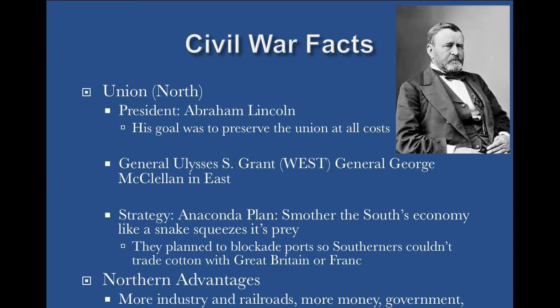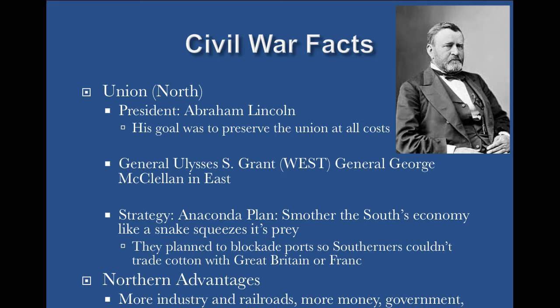Just a few facts over the Civil War before we get into the actual events. When I say the word Union, I mean North. The Union was the North. The president of the Union obviously was Abraham Lincoln. And Lincoln's goal throughout the Civil War was really to preserve the Union at all costs. He did not want the southern states to create their own nation. He was very upset about the secession. He also really didn't recognize the Confederacy as being another nation. So his goal, Lincoln wants to preserve the Union.